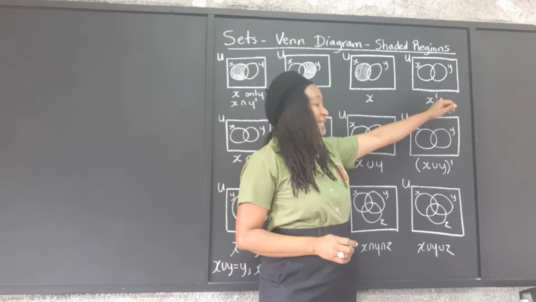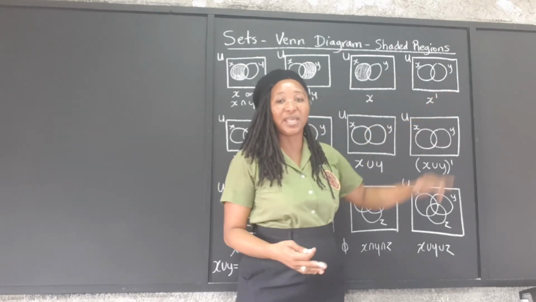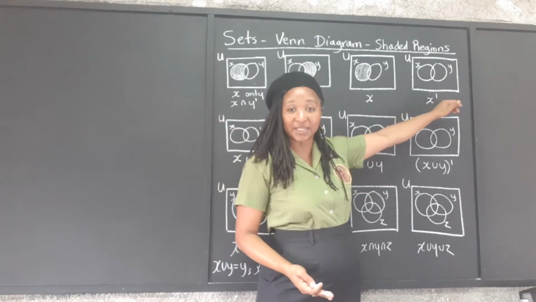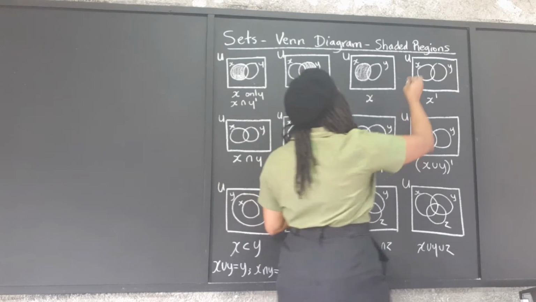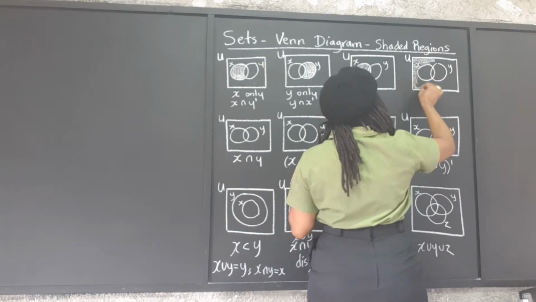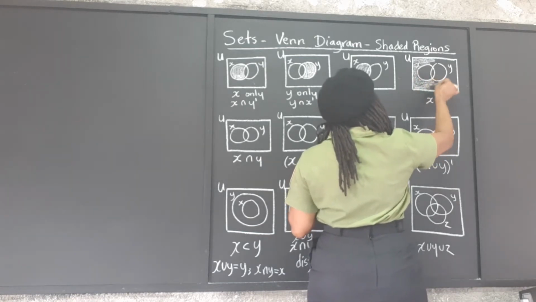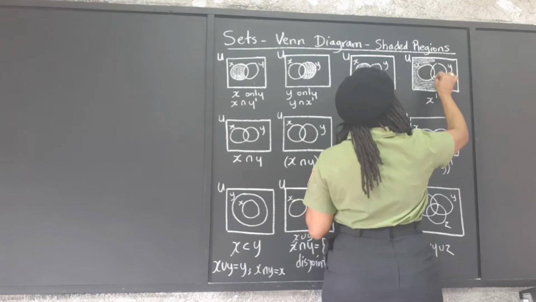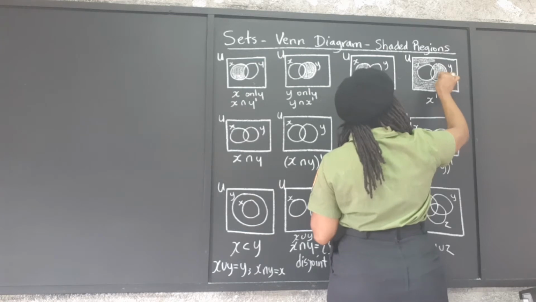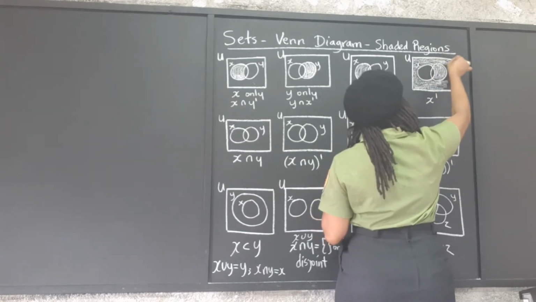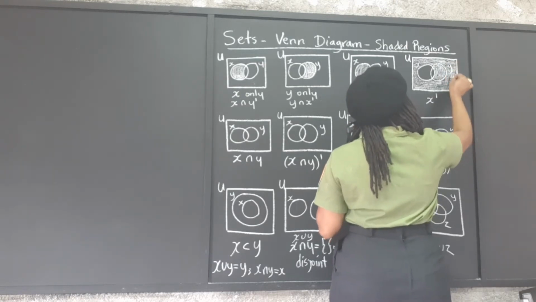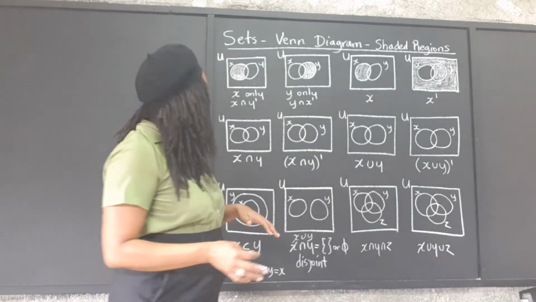Now whenever we have a little stroke to the top right, that means complement, what is not in. So what's not in X? X complement. So we're going to shade everything outside of X, including the space in the Venn diagram on the outside of the circles. We're going to shade the part of Y that does not belong to X. And we're shading everything out here. Okay, what's not in X. So the complement of X, what's not in X.